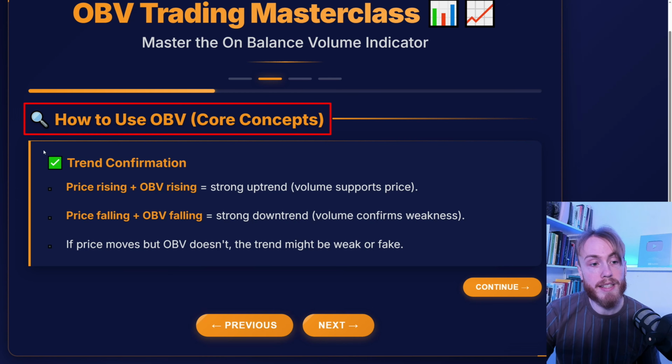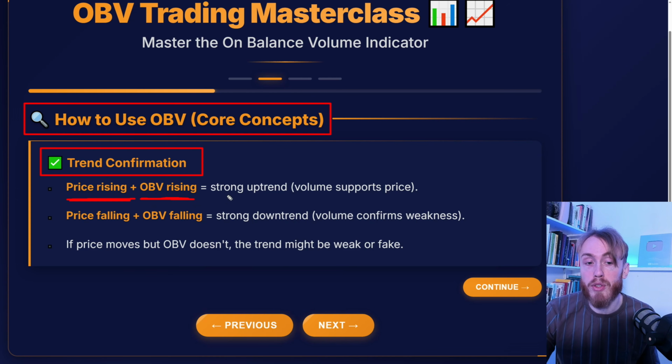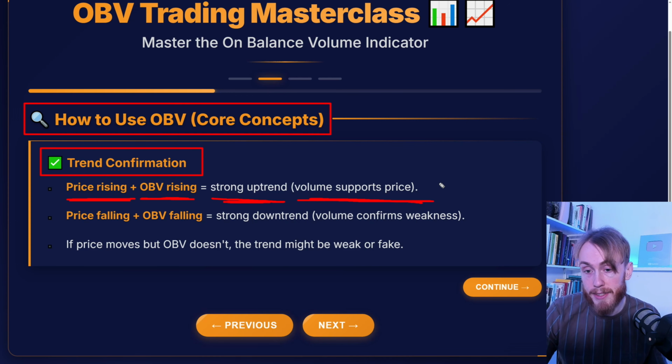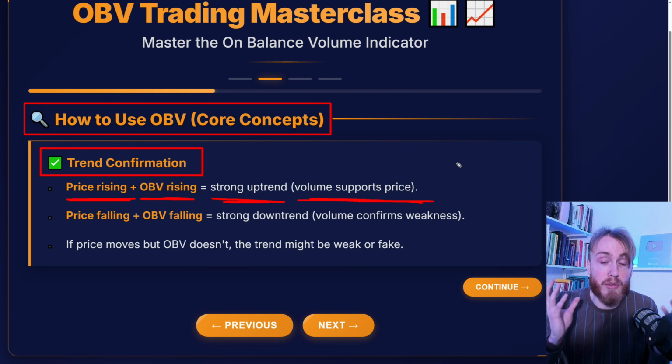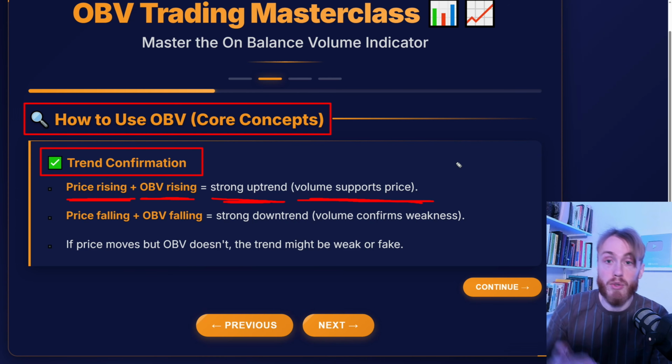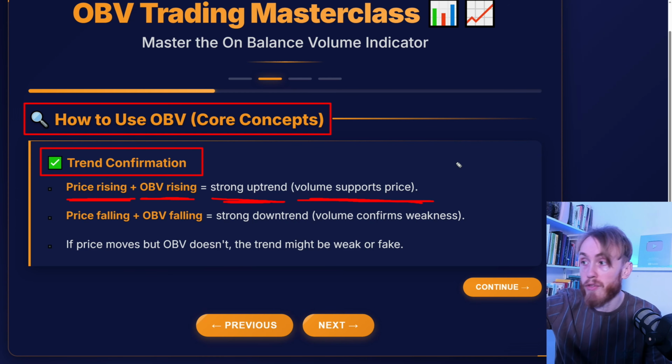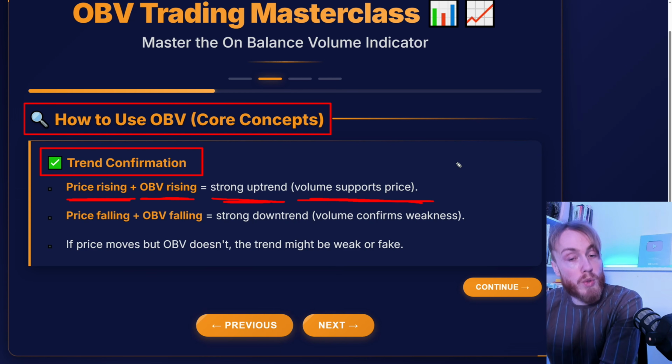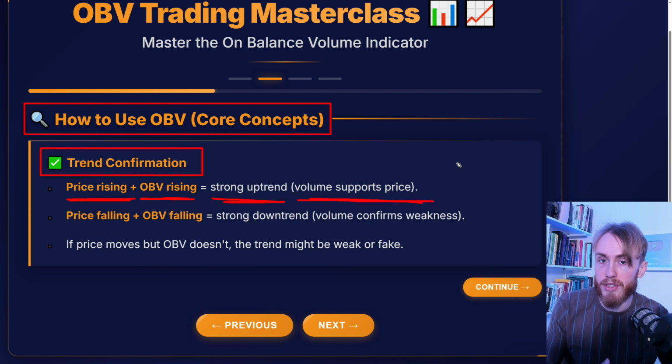The first use case is to use it for trend confirmation. So when you have the price going up and you have the on-balance volume rising, it suggests that we have a strong uptrend. Why? Well, because the volume supports the price. This is actually how I think about volume in general: if we have a strong candle and lots of volume, it means that many market participants are supporting the move, which makes the move even more significant.